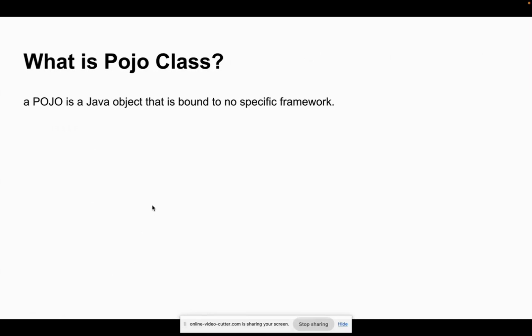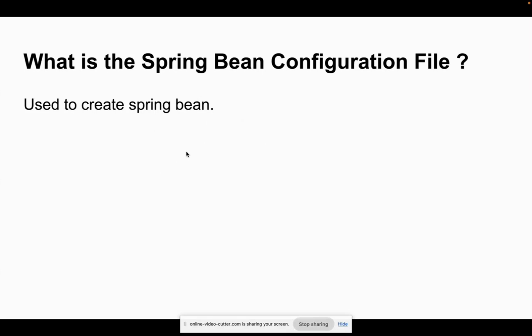Now what's a POJO class? A POJO class is a Java object that is not bound to any specific framework. You can understand it as an entity class, for example an Employee class or Person class. The Person class contains the person information like first name, last name, and also contains the constructor and the getter and setter methods, right? So it's just an entity class.